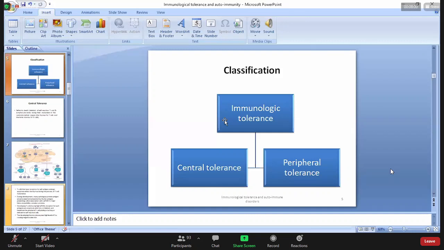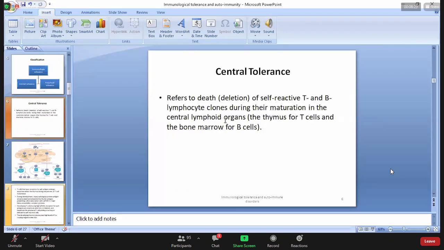So this tolerance is classified into two. We have the central tolerance, which occurs in the thymus and in the bone marrow, and then the peripheral tolerance, which occurs in tissues. And this is important, and you must be able to tell the differences between these two, between central tolerance and peripheral tolerance. So central tolerance really refers to deletion of self-reactive either B or T lymphocytes that would be capable of destroying the body's own tissues.